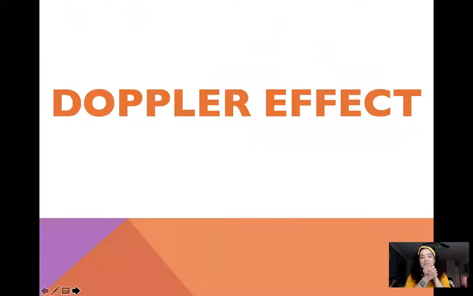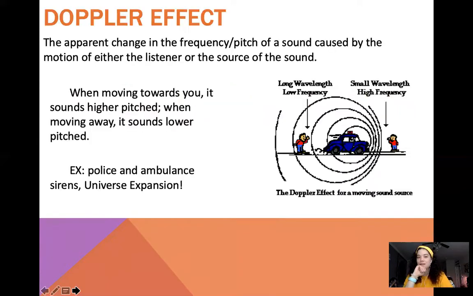All right, last thing we're going to talk about is the Doppler effect. And you have experienced the Doppler effect without actually realizing that you have. The Doppler effect is the apparent change in the frequency or pitch of a sound that's caused by motion. Now, this motion can either be the person listening or the source of a sound. If the sound is moving towards you, it sounds higher pitched. And when the sound moves away from you, it sounds lower pitched.